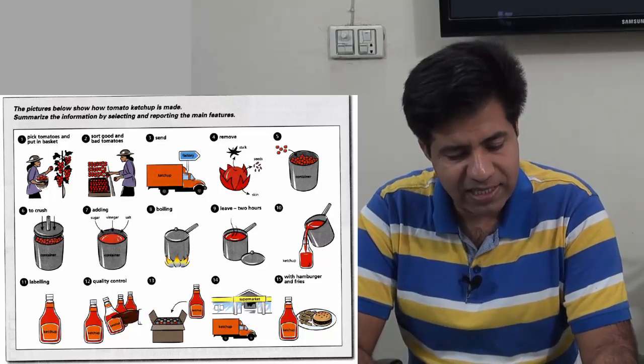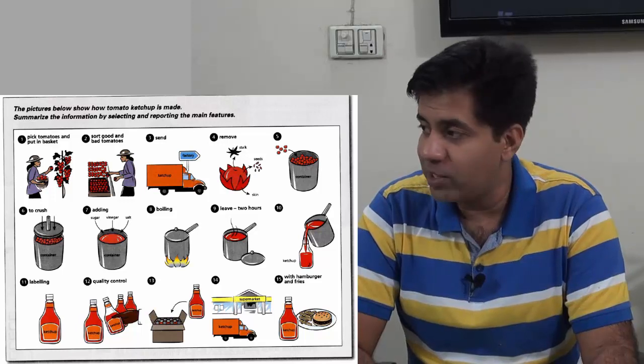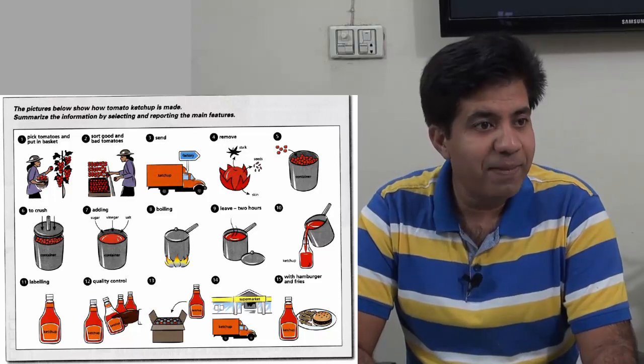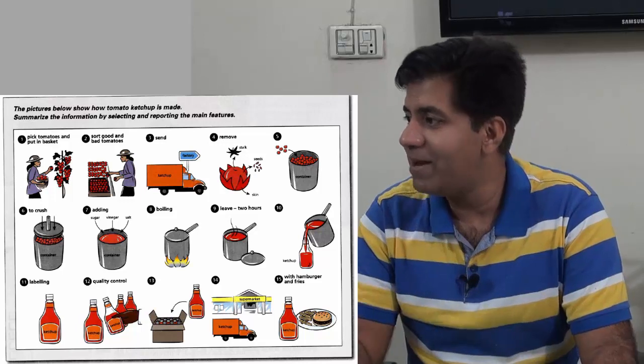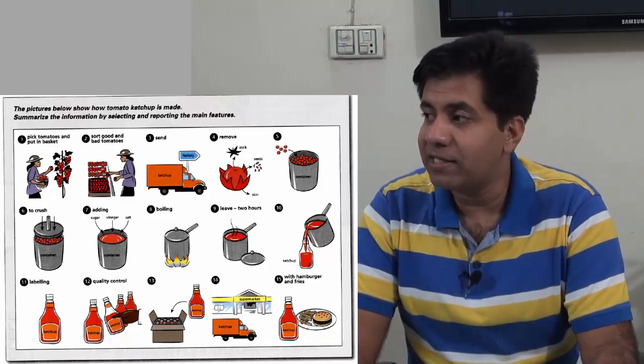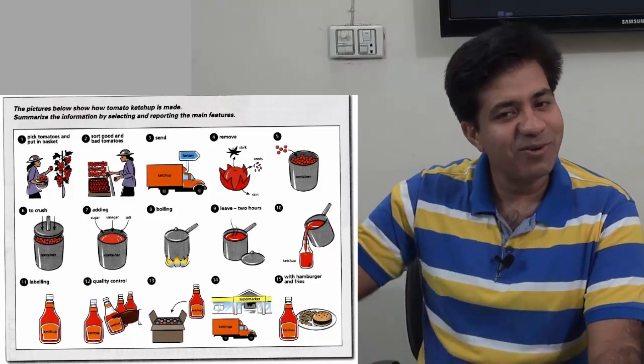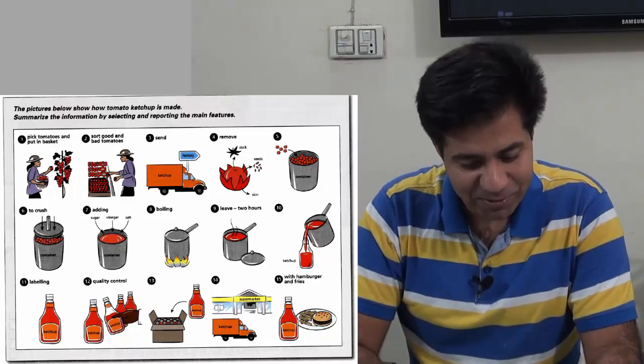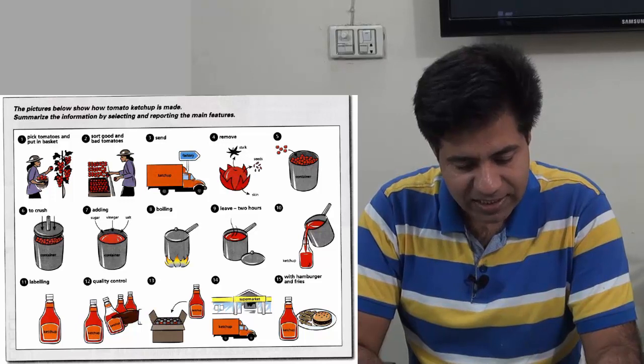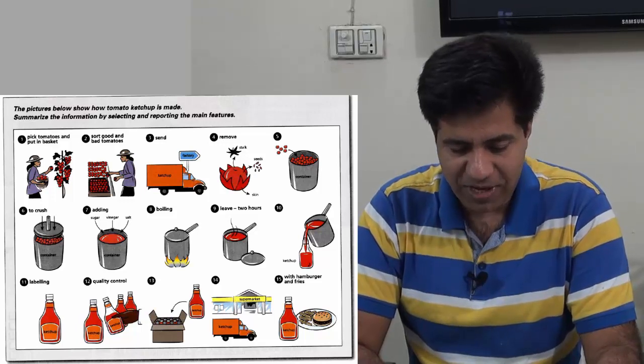Now what is the second stage? Sort good and bad tomatoes. Like, you know, good eggs and bad eggs. So good tomatoes and bad tomatoes. So bad tomatoes they can keep for politicians or other people like that. They throw the bad tomatoes at those people. Then after that it is sent to the factory.